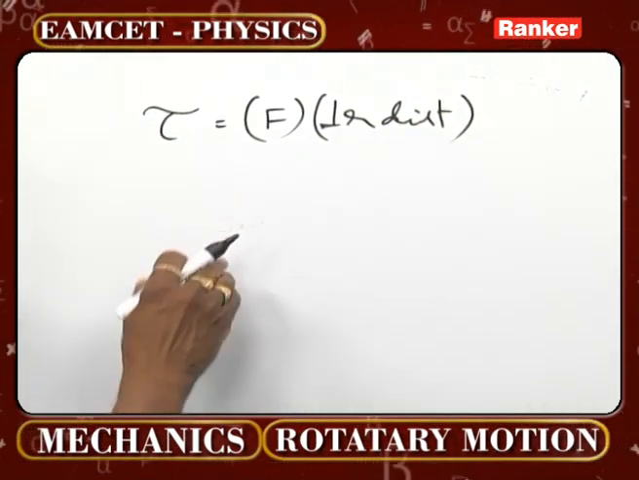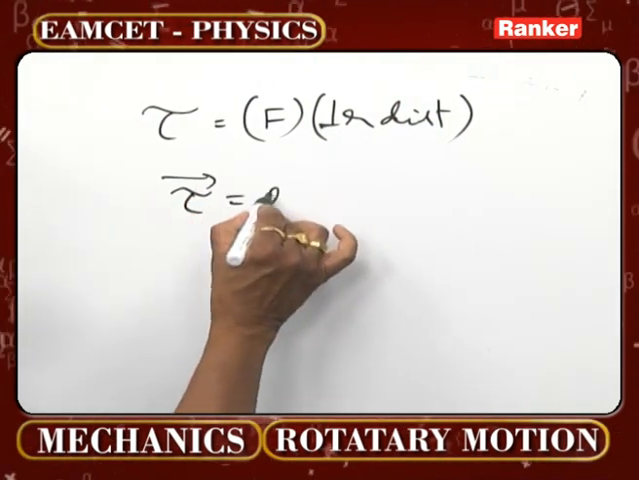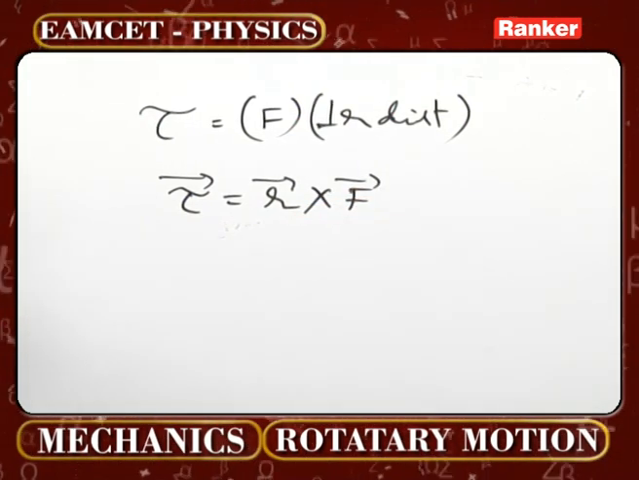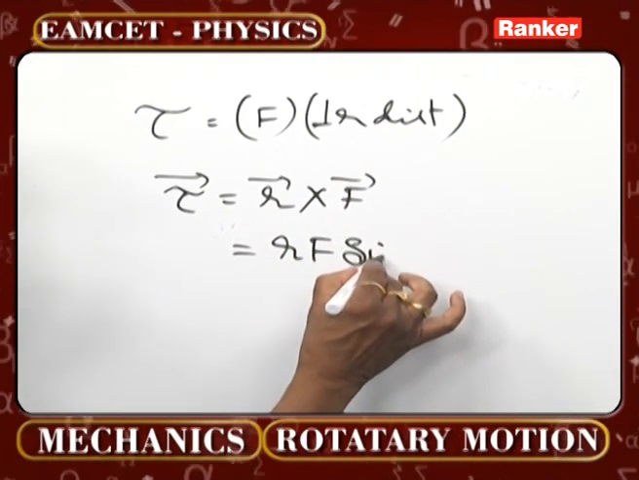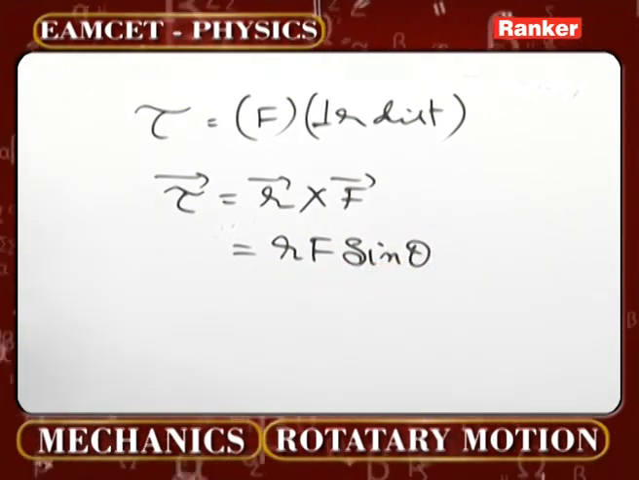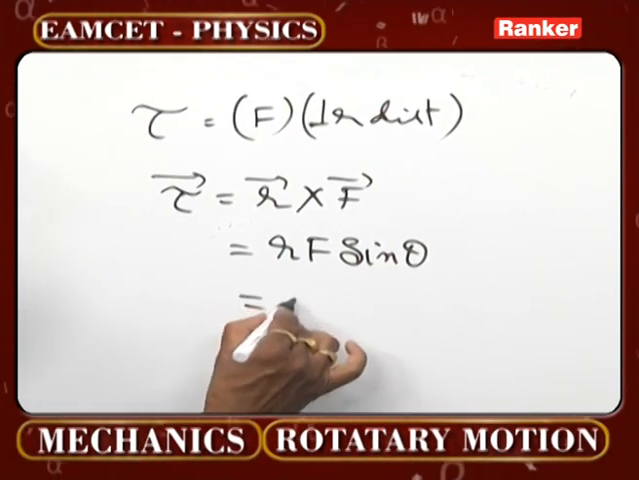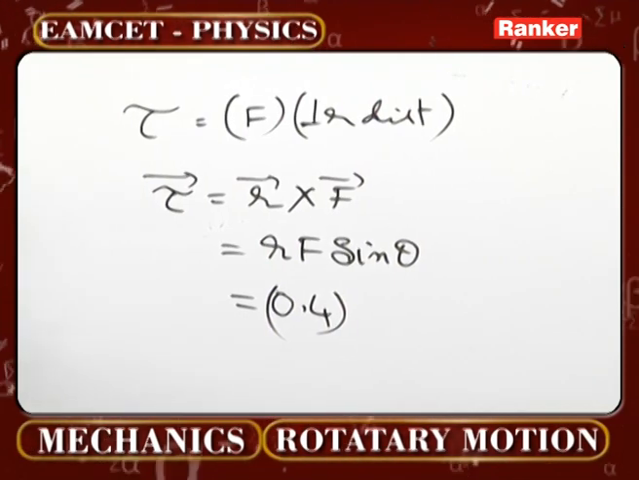So when you talk about this torque here, this also can be taken in vector form this way, R cross F. Cross product yields sin theta, we know it very well. So R F sin theta, that is the corresponding formula. What are the values given over there? You see, R is given 40 centimeter, that now will be 0.4 meter as such.